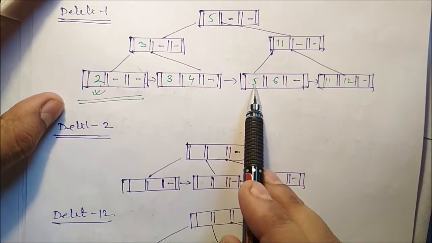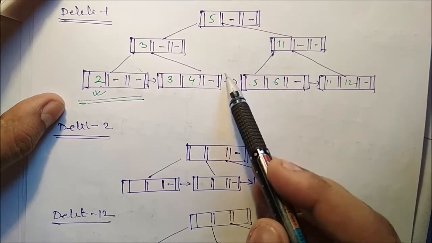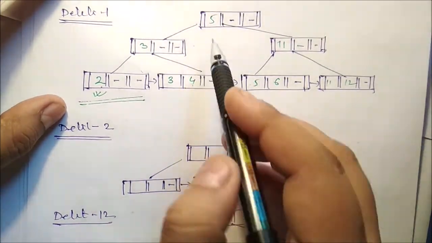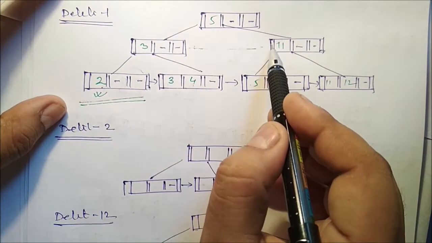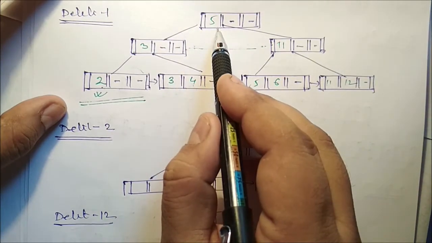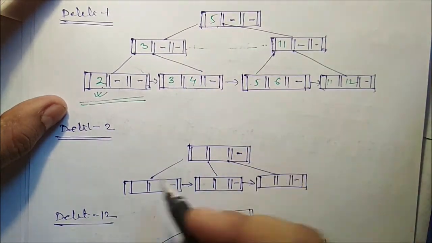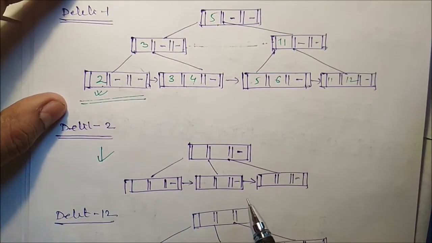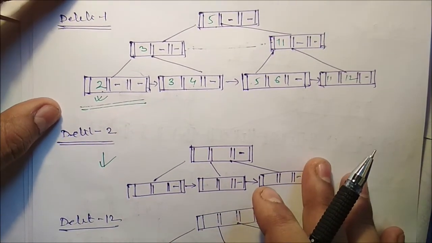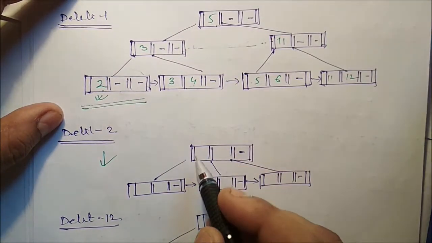Now how can you merge? We cannot create any new nodes. So we have to merge these two, and how can we merge these two? Using this particular root node. That means we have to reduce the height of the tree. So here you can put 3 here.